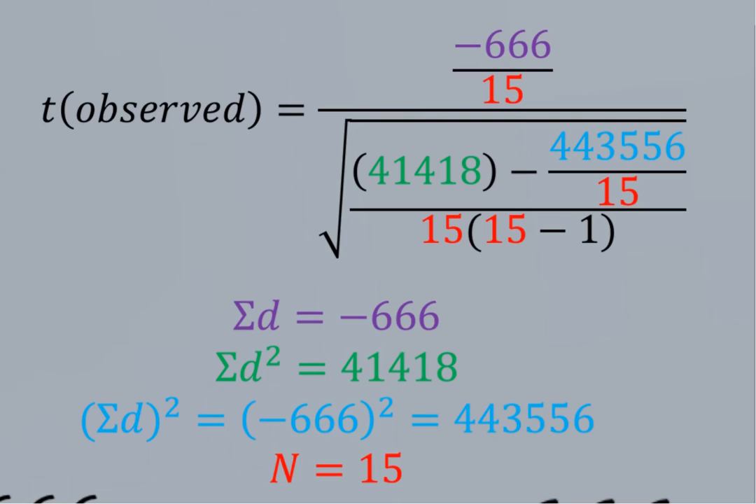In green, you'll see the sum of the squared difference scores. Then you'll see the sum of the difference scores squared, and that's in blue. That number is 666 times itself, or 666 squared, and that's what the calculation shows there. It's really important to get those right. It's very easy to switch the blue and the green, so you do not want to switch them. Make sure that the green is on the left and the blue is on the right.